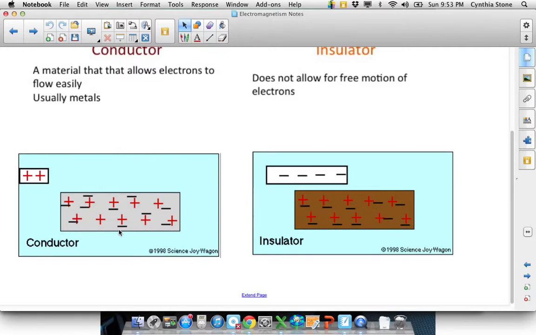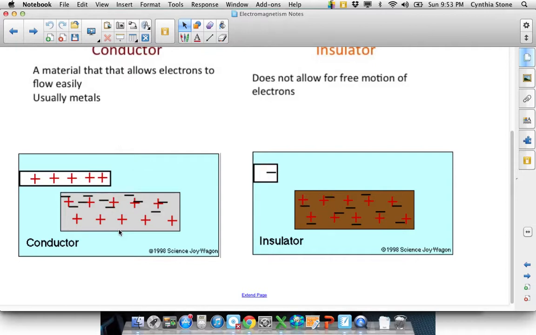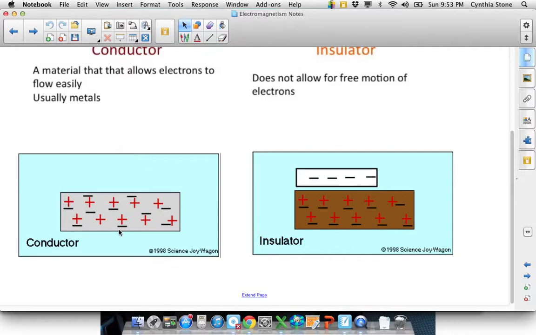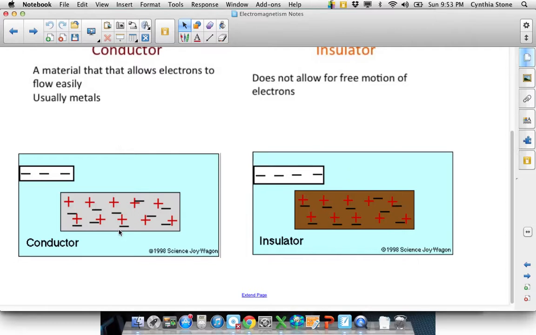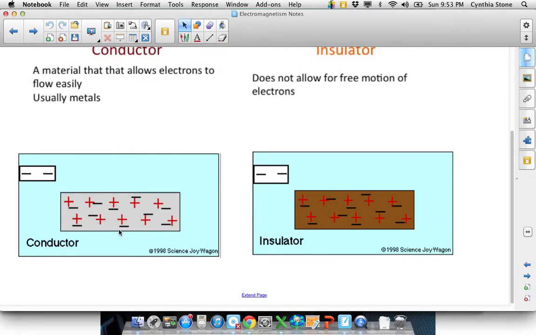Unlike an insulator, where it's not that they don't move at all. If you look over on the right at the insulator, the electrons do move, but they don't move as freely, and they don't jump around as much. And so insulators are not very useful when studying electricity.